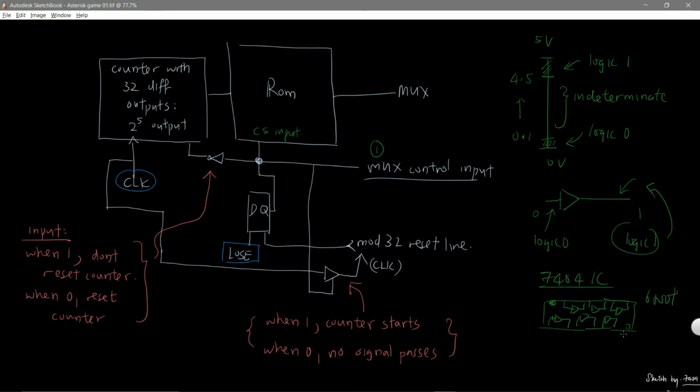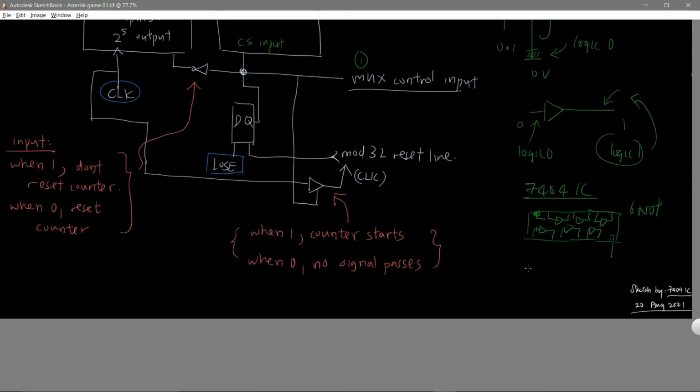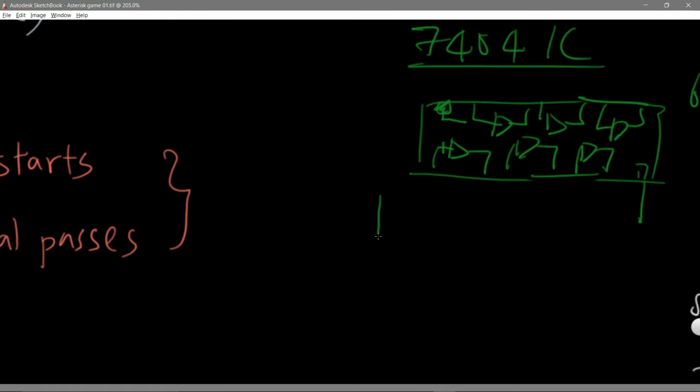There are 6 NOT gates inside, and they are all connected to the power source and the ground. What you are going to see is something like this. If I remember correctly, this is the symbol for a transistor, the NPN type transistor. Of course, a NOT gate, also called an inverter, can be implemented in many ways.